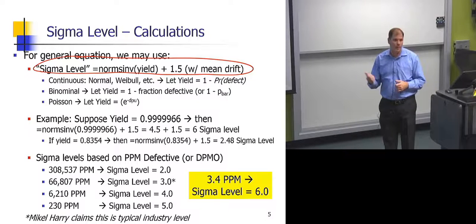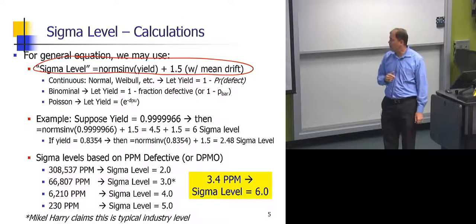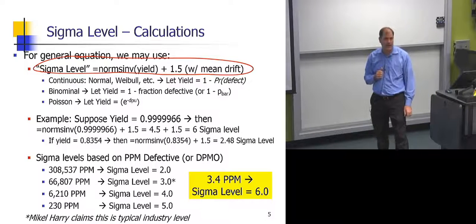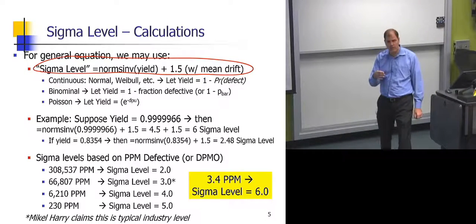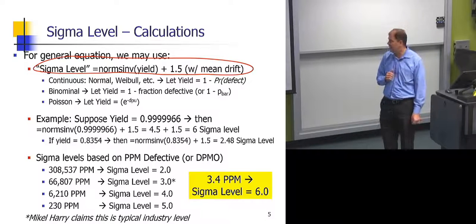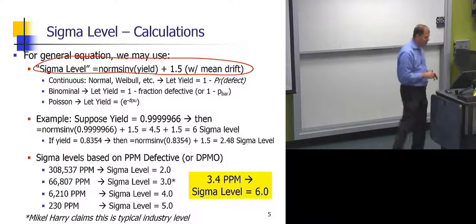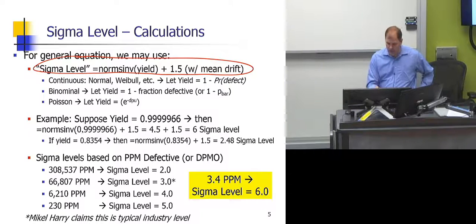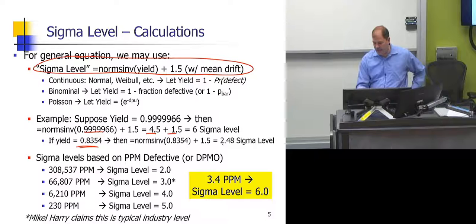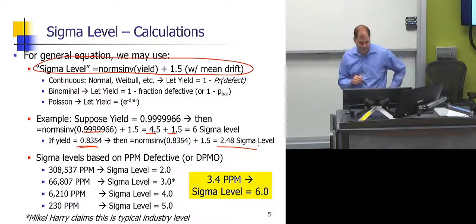If I have a case of normal, I could get 1 minus the probability of a defect. If my data was Poisson, I could take e to the minus defects per unit. If my data was binomial, I could take 1 minus the fraction defective. All of those could be converted to a yield, and then they could be converted to an index score. As a simple example, if the yield was a z of 4.5, plus 1.5, you get a 6. If your yield was 83.54, take the norms inverse of that, add 1.5, you get a 2.48.